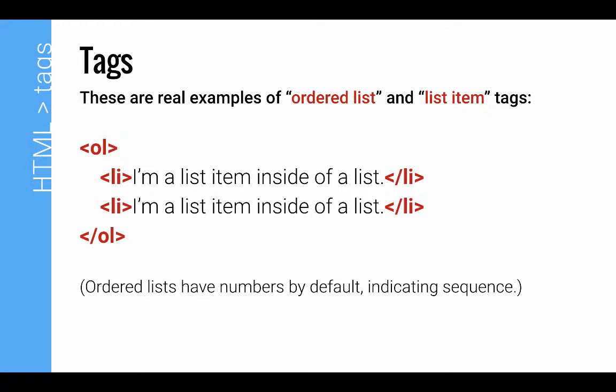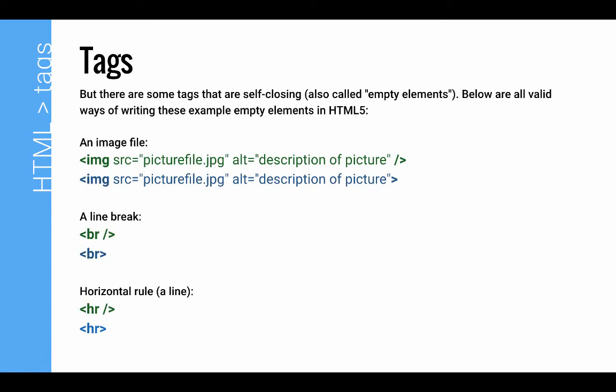And of course, ordered lists will indicate sequence. By default, if there's no styling, a browser will make them numerical, 1, 2, 3, 4. You can also tell them to be like A, B, C, D, and so on, or Roman numerals.